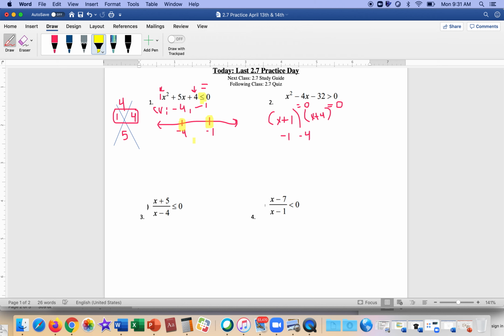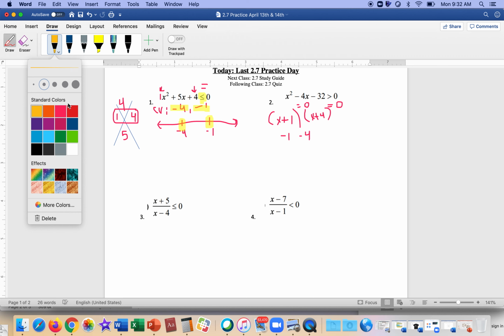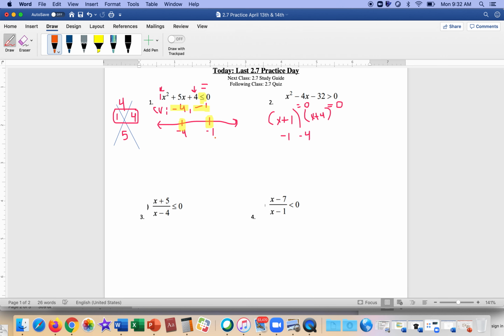So we need to test the critical values, which were -4 and -1, or you can just look at that symbol. We know they're closed circles, and test values in the regions in between and on either side of those critical values. So let's just show that for those critical values it works when you plug in. If I plug in -1, -1 squared plus 5 times -1 plus 4, we have to say to ourselves, is this less than or equal to 0?